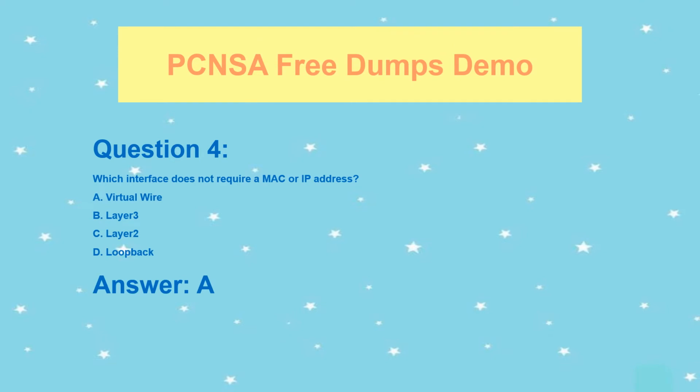Question 4. Which interface does not require a MAC or IP address? A. Virtual wire. B. Layer 3. C. Layer 2. D. Loopback. Answer: A.